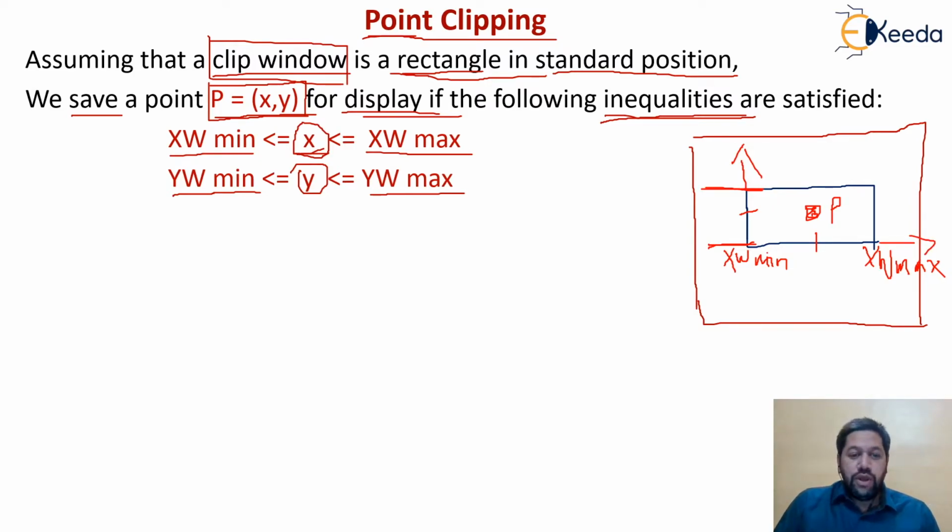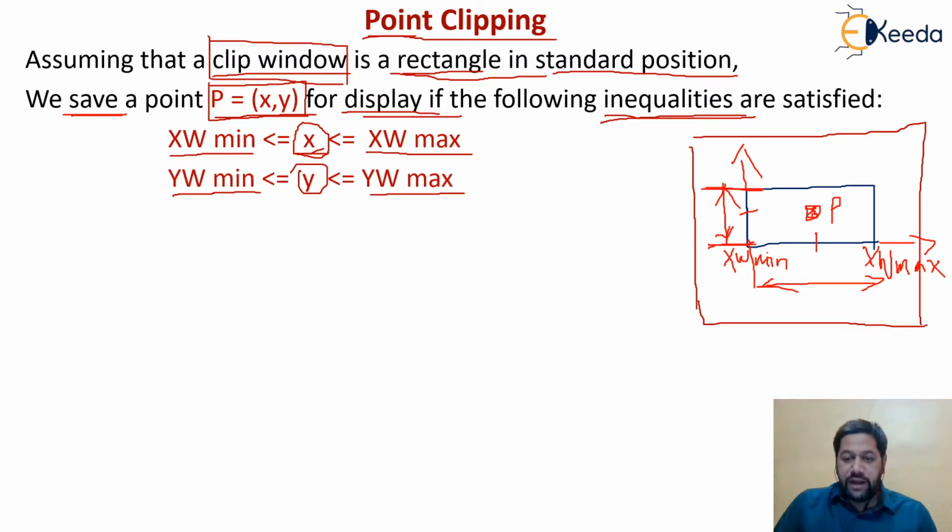Now if the point P has the value x comma y, the x value of the point P should fall in the range xw minimum to xw maximum, and the y value should fall in the range yw minimum to yw maximum. If that is the case, it indicates that P is saved, or P is inside, and we have to display the point P.